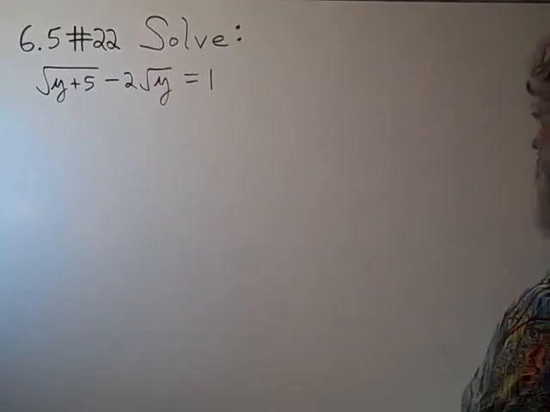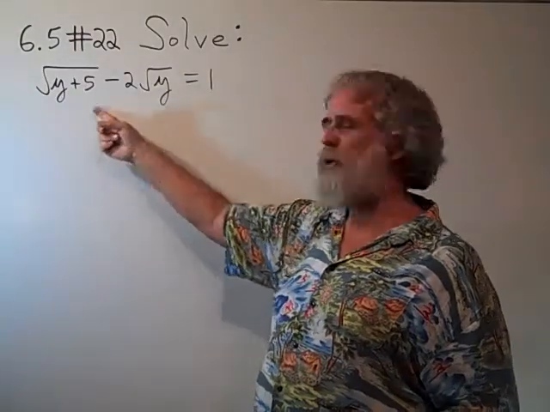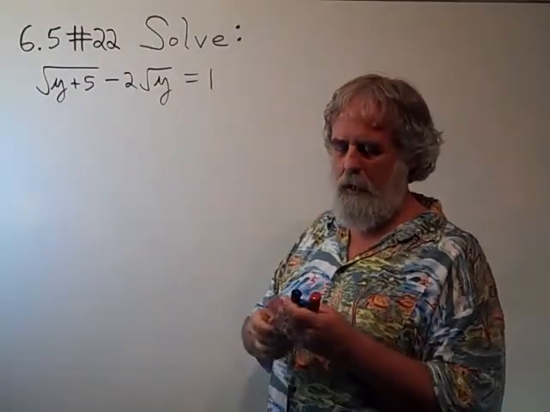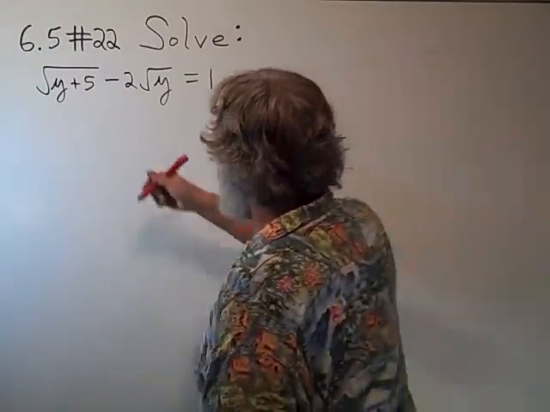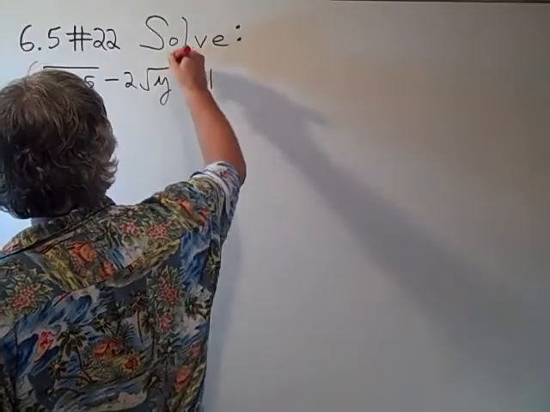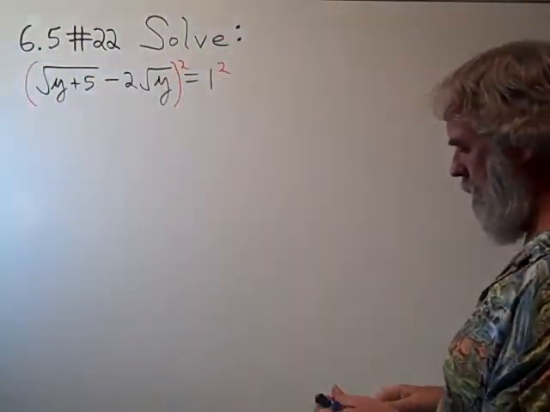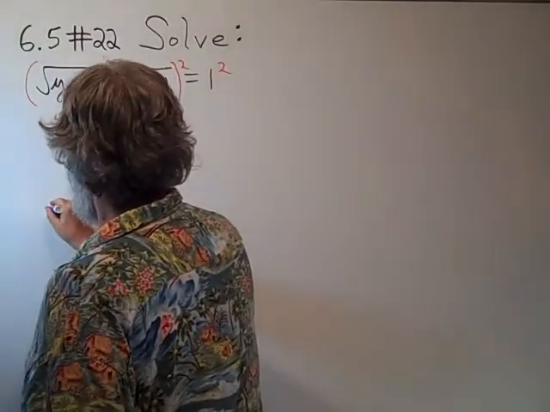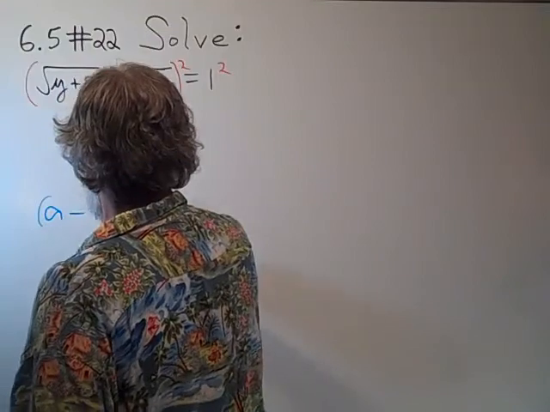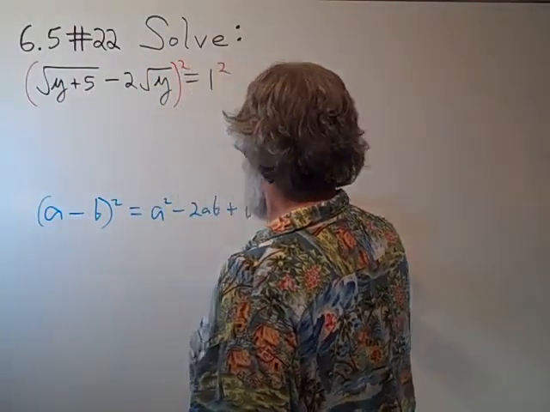When you have a radical equation that has three terms, or at least two of them are radicals, squaring both sides is probably the way to go. So we're going to square both sides of this equation. On the left side, we're using the formula here: a minus b squared is a squared minus 2ab plus b squared.